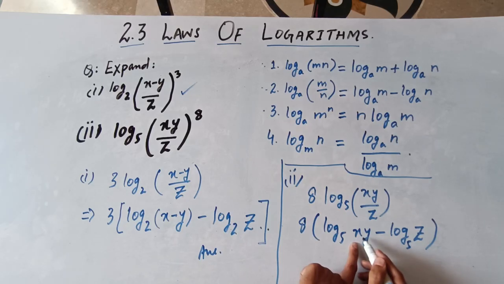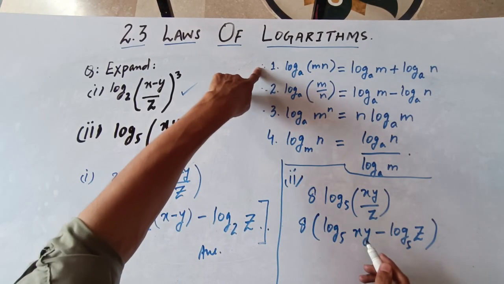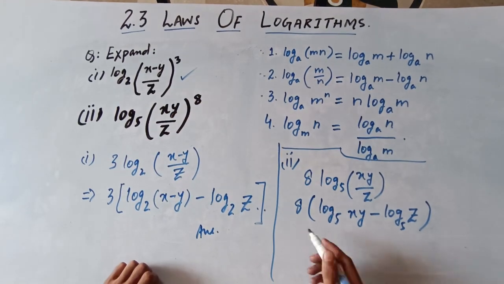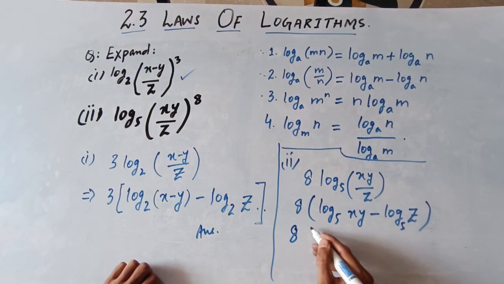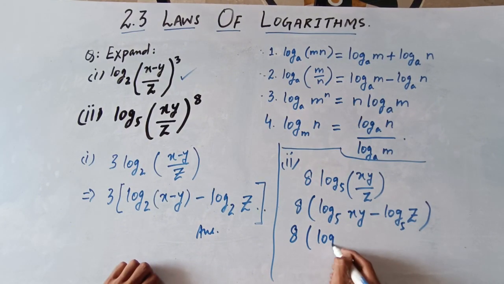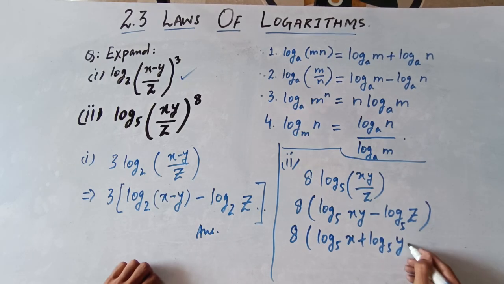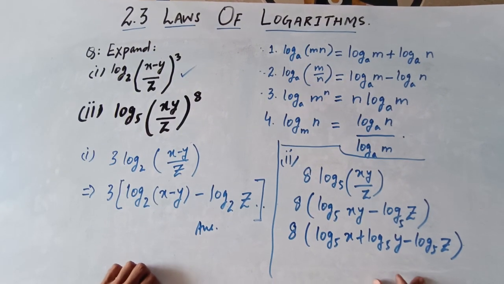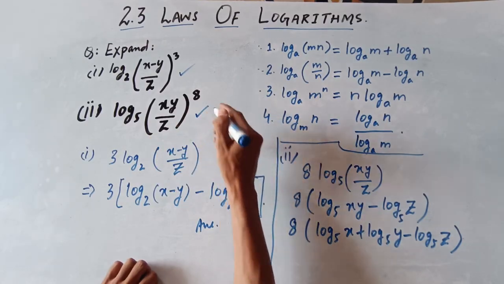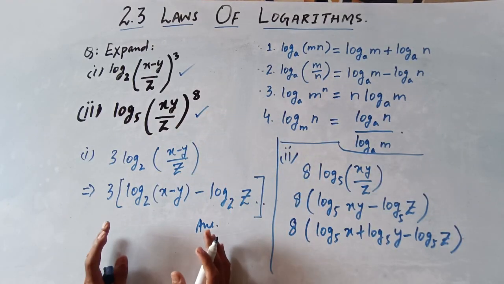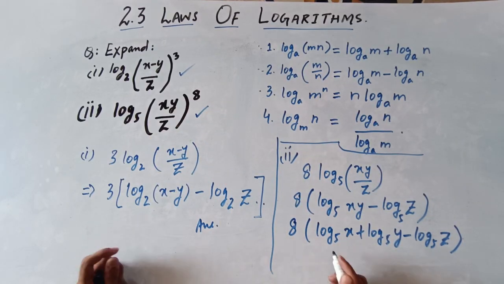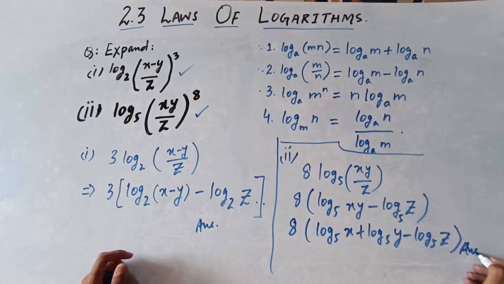So now you can apply over here this particular product law, and you can write in the next step or maybe the final step like this: 8 bracket log base 5, and over here you can write x plus log base 5y minus log base 5z. Now this is the final expanded form of this particular question. So this is how we can expand our single log term into multiple log terms by using the laws of logarithms.